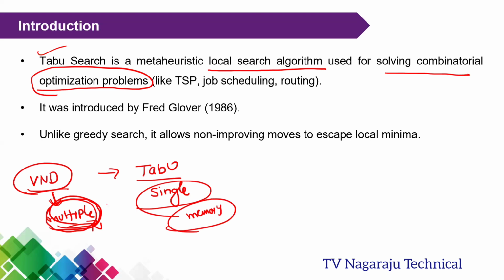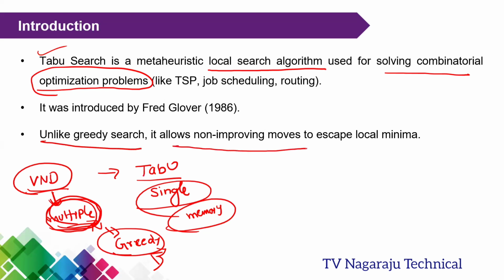And one more point is that VND is a greedy approach. What is meant by a greedy approach? At each and every state, it accepts a better solution. That means if you are getting a better one, then only you move to the next one. But Tabu is not a greedy search. Even though there are no improving moves, it moves to the next one. That means it allows non-improving moves to escape the local optima. Now you got it? The main difference between VND and Tabu Search.